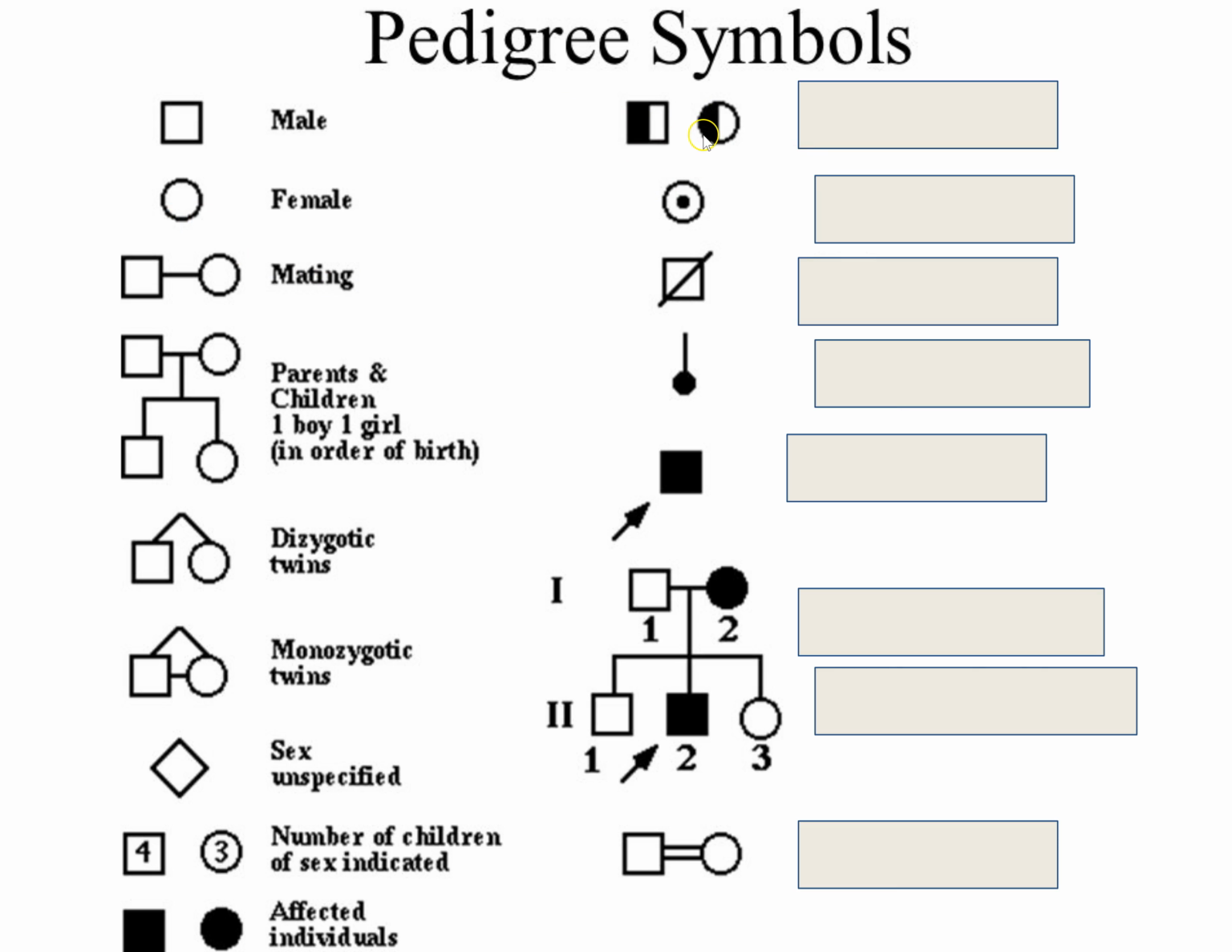Okay, up here on the top. If I have half shaded, then that means they're heterozygous. So they're carriers. They have a big A and a little a. They're carriers of that disorder.